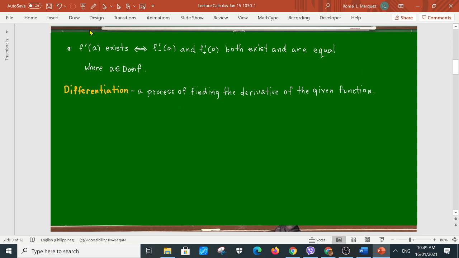Another important thing that we need to talk about in differentiation is differentiability. Differentiability of a function. What do we mean by this?